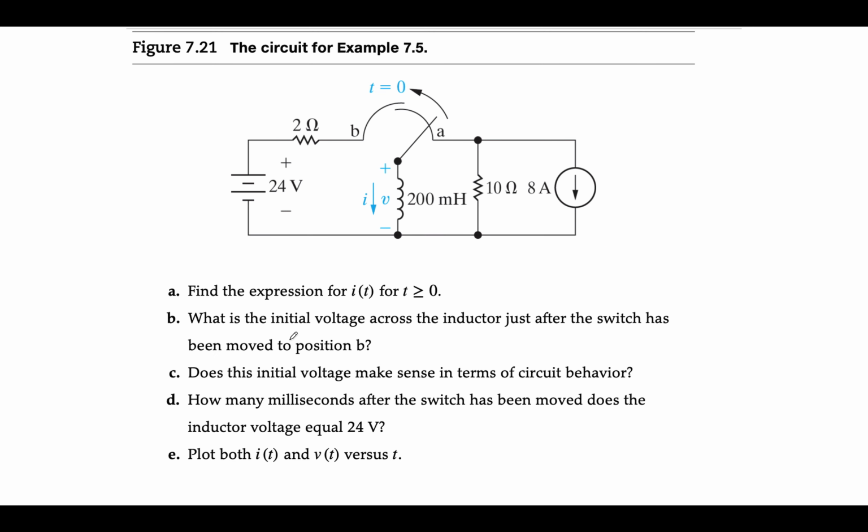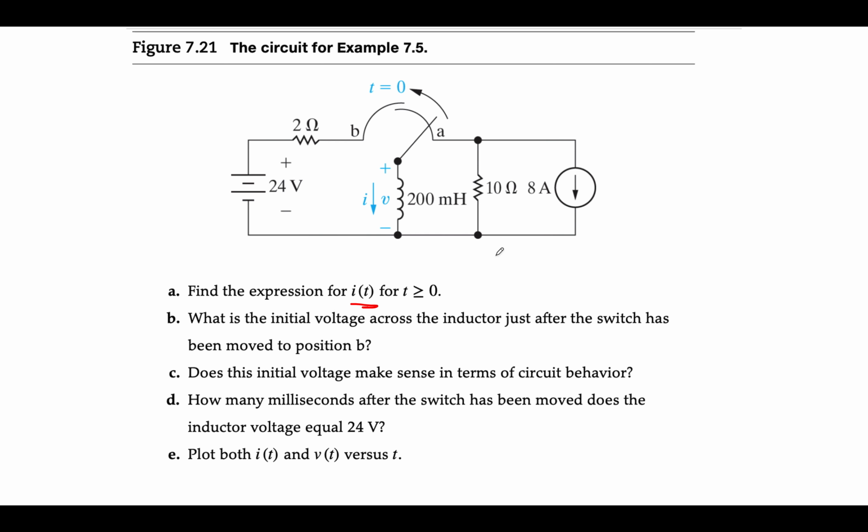Okay, so here's an example problem that will hopefully put some methodology behind some of the stuff that we've been talking about. So mostly we'll focus on finding this expression I of t. That's defined as the inductor current here, which once again is the only thing we can solve for initially in a circuit like this. We can't solve for anything else until we find the inductor current. Then we want to find the initial voltage across the inductor right after the switch moves, answer some questions about whether or not that makes sense. And then we want to look at how many milliseconds after the switch is moved does the inductor voltage equal 24 volts.